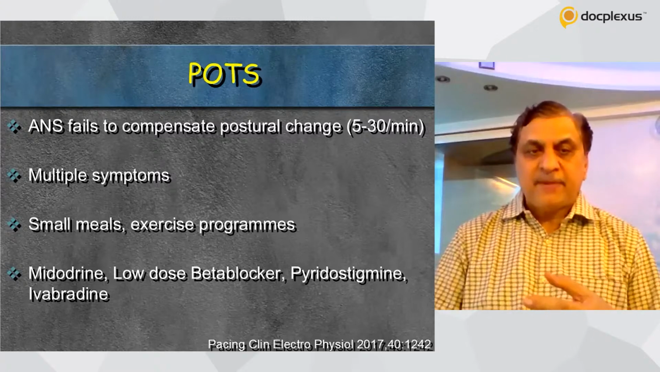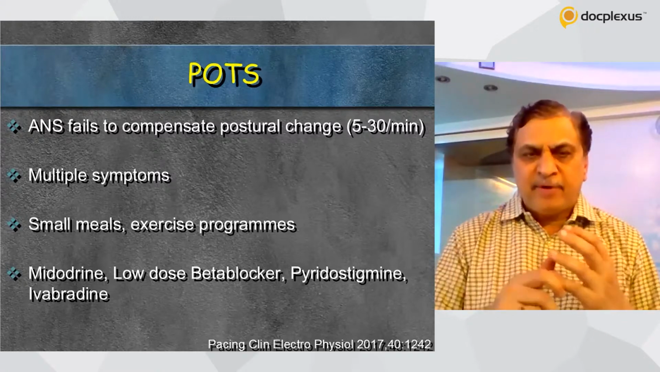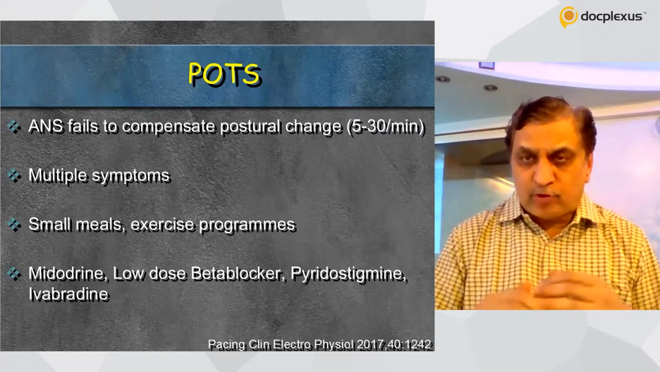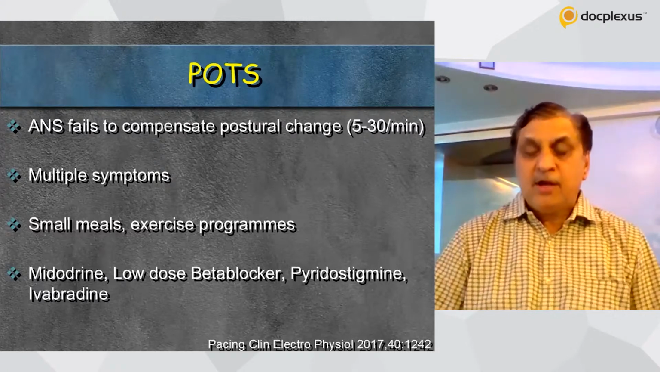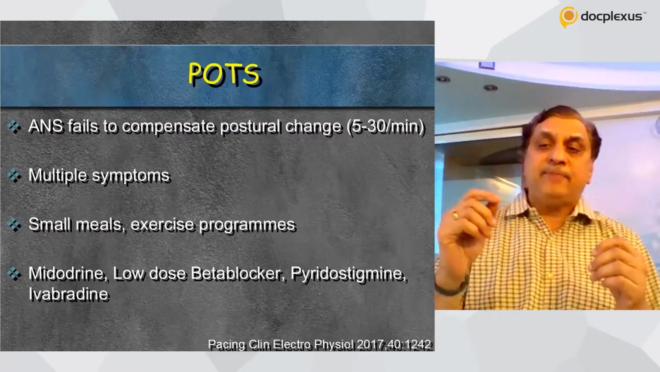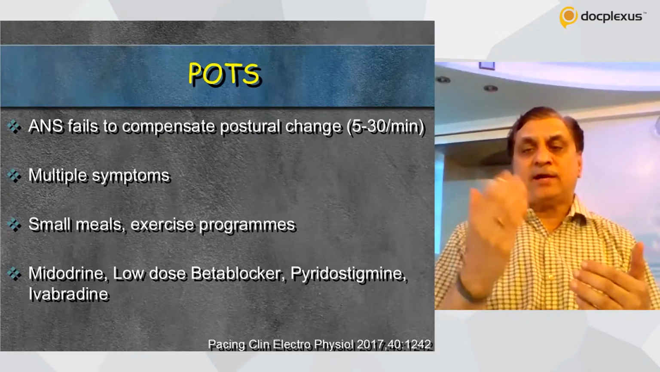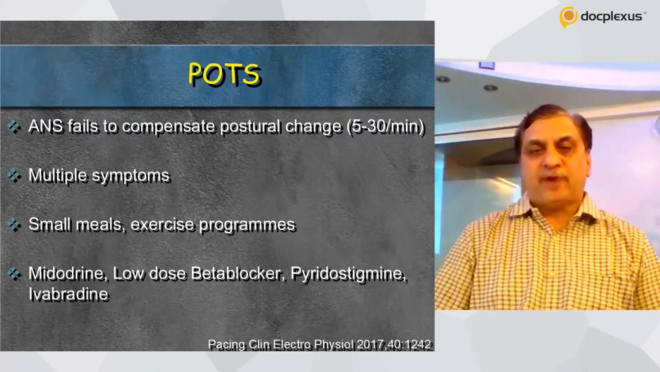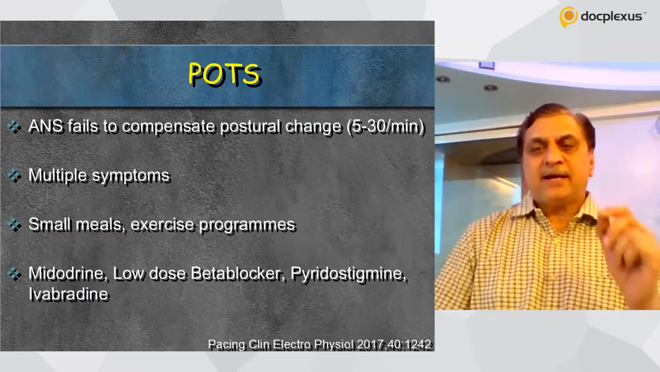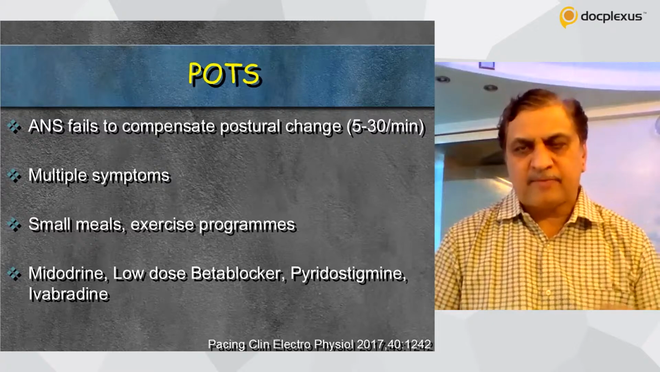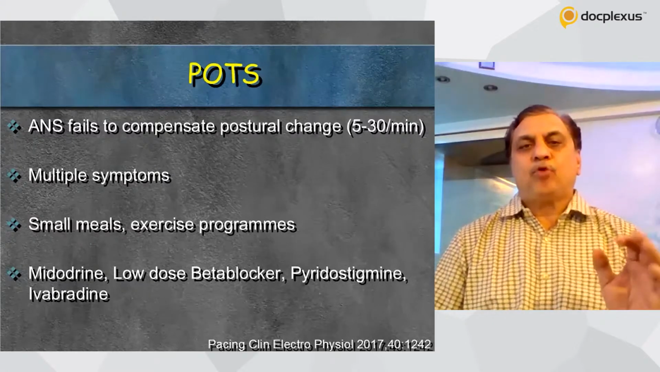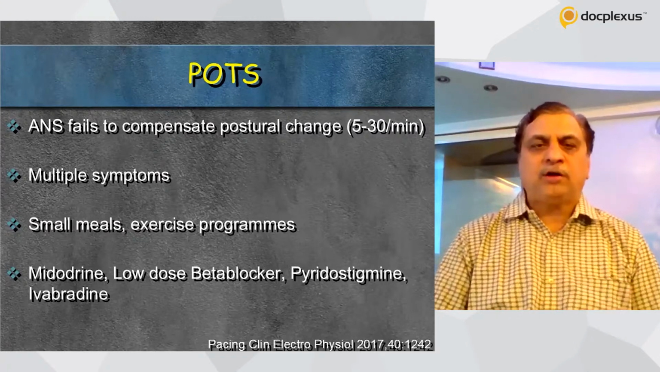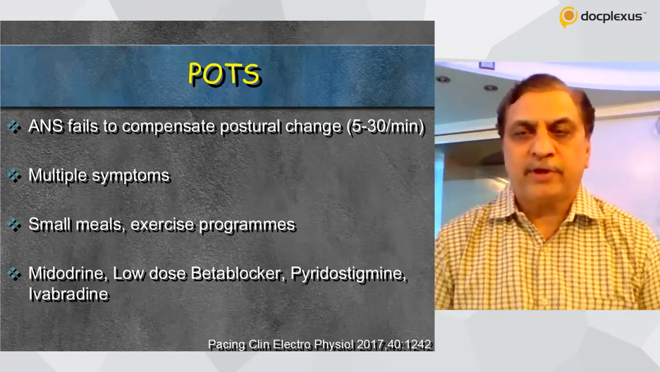Exercise programs help, and they have tried midodrine and alpha stimulants, very low dose beta blockers, because if you give higher beta blockers, they become hypotensive. Pyridostigmine can be tried because it increases acetylcholine and therefore it increases the vagal response in this patient. And of course, ivabradine has been tried. So this is the second tachycardia-related syndrome where the patient becomes symptomatic because the postural change from lying down to upright position cannot be compensated by the autonomic nervous system.